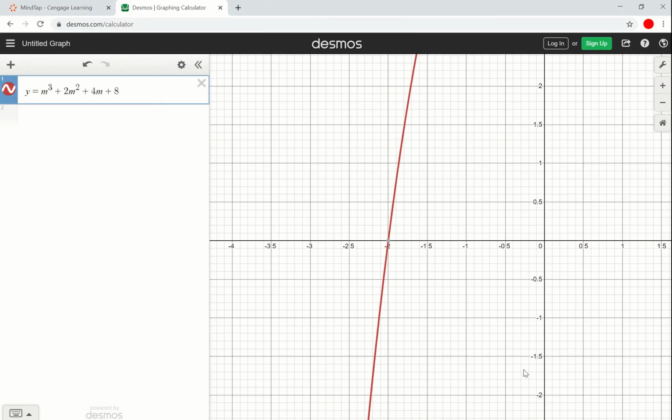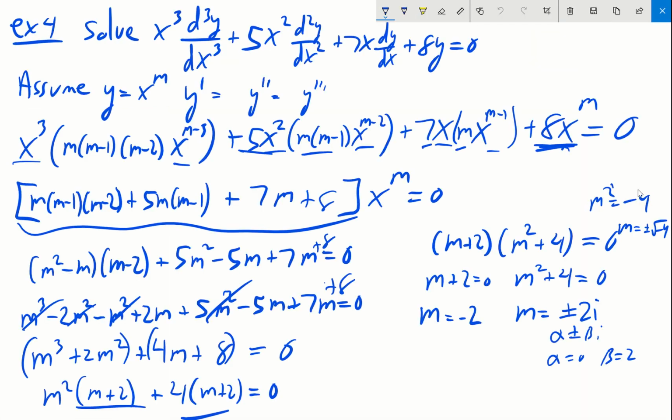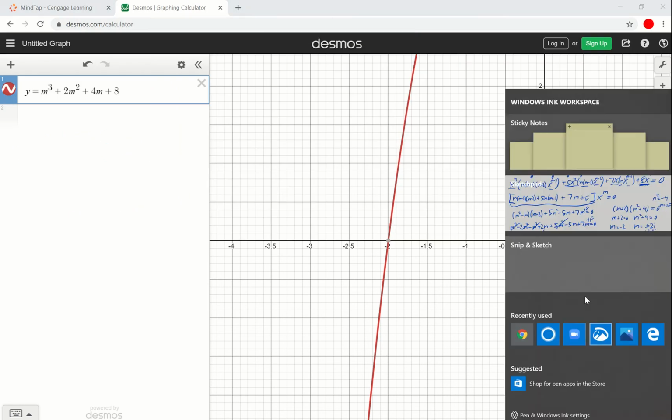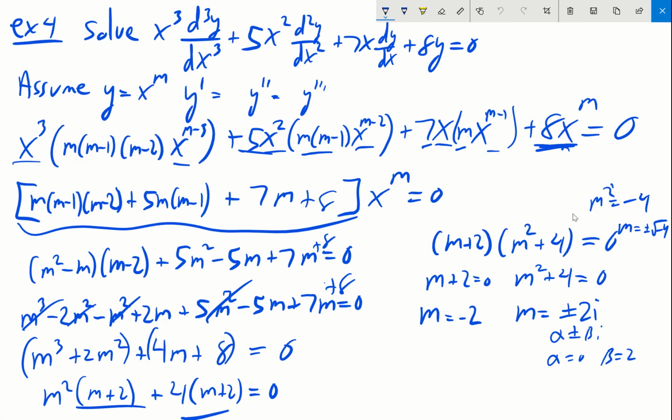Give me 1 second. It's kind of freezing up here on me. The root factor theorem says the following: if f of c equals 0, then x minus c is a factor. So you could do polynomial division, dividing by m plus 2. That would break it down into a quadratic, and then you could use the quadratic formula to find the rest of this. Okay.